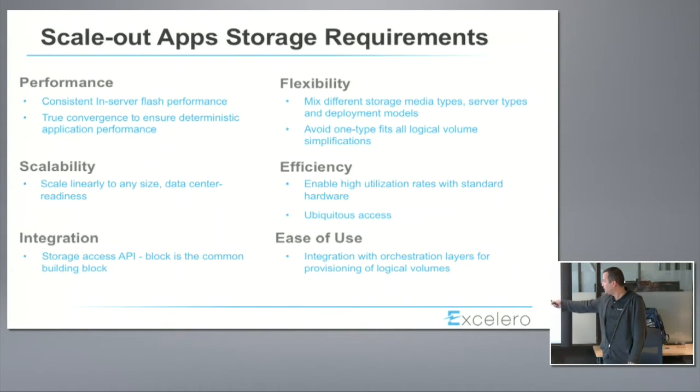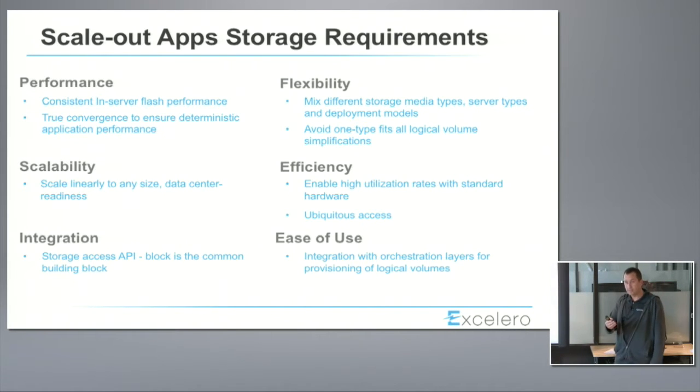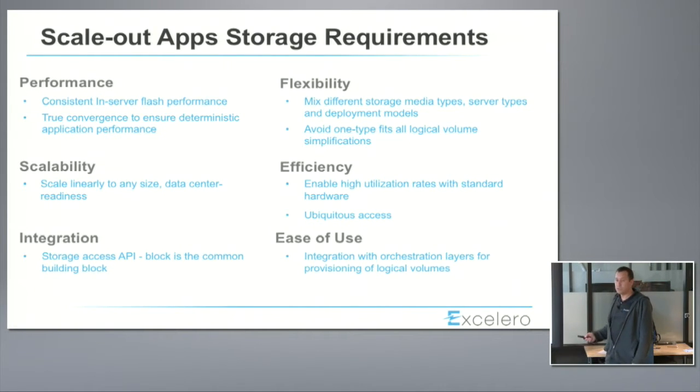Efficiency we mentioned, ubiquitous access is critical. You want to be able to access anything from anywhere. That goes together with this, of course. And again, ease of use. Part of that is integration with orchestration layers, so that you can use containers, you can use your VMs if you want to. You can provision things easily, programmatically, so that they're operationally efficient.